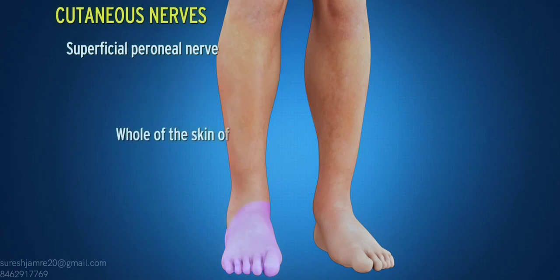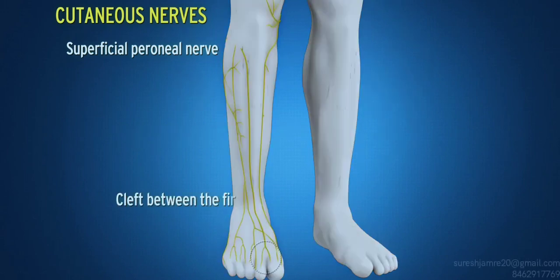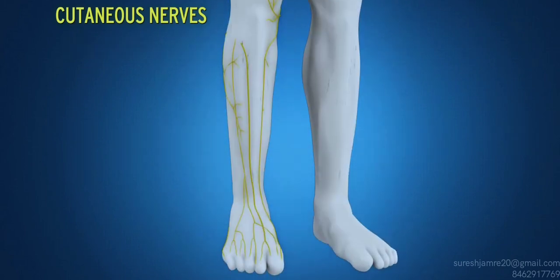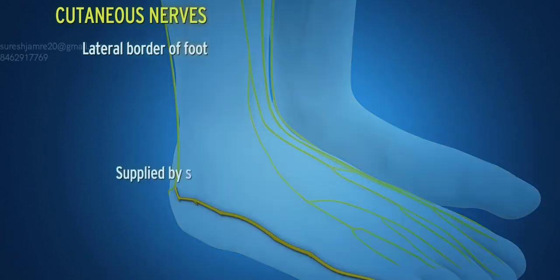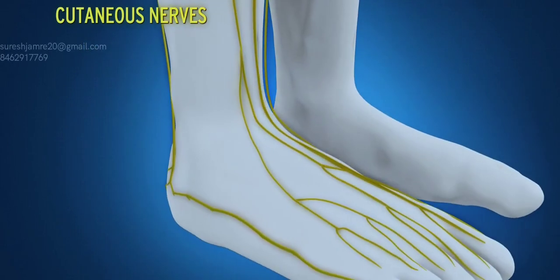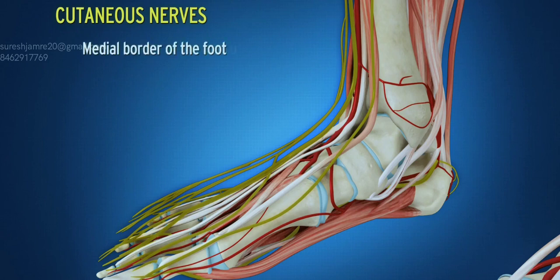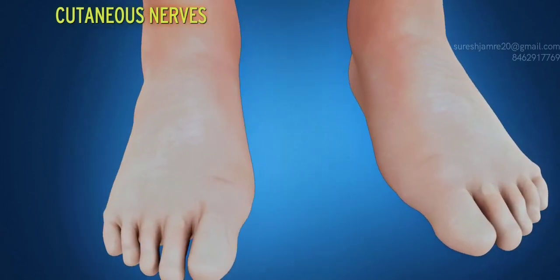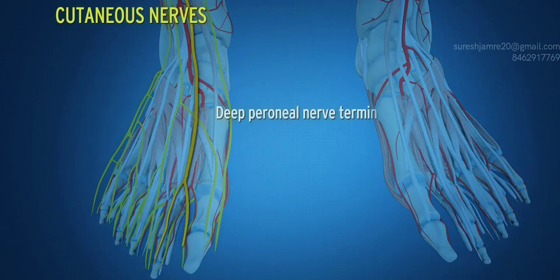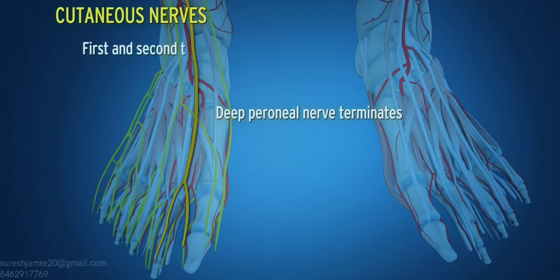Whole of the skin on the dorsum of the foot except for cleft between the first and second toes, which is supplied by deep peroneal nerve. Lateral border of foot, which is supplied by sural nerve. Medial border of the foot up to the ball of the big toe, which is supplied by the saphenous nerve. Deep peroneal nerve terminates by supplying the skin adjoining the cleft between the first and second toes.